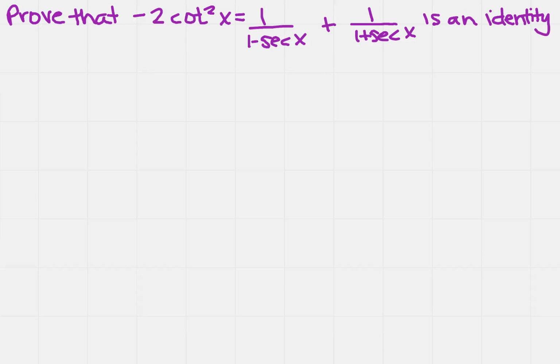Prove that minus 2 cotangent squared x is 1 over 1 minus secant x plus 1 over 1 plus secant x is an identity. Now, as we've done with many of the problems, if you watched a number of these in succession, you've noticed that we've always solved the left-hand side.